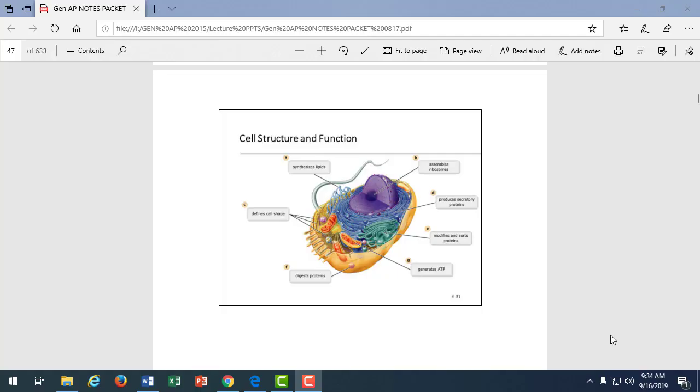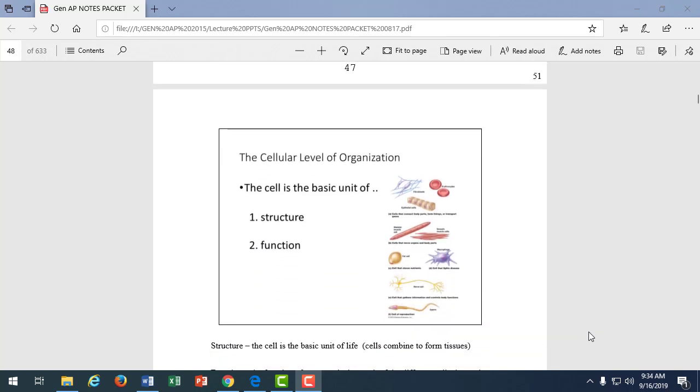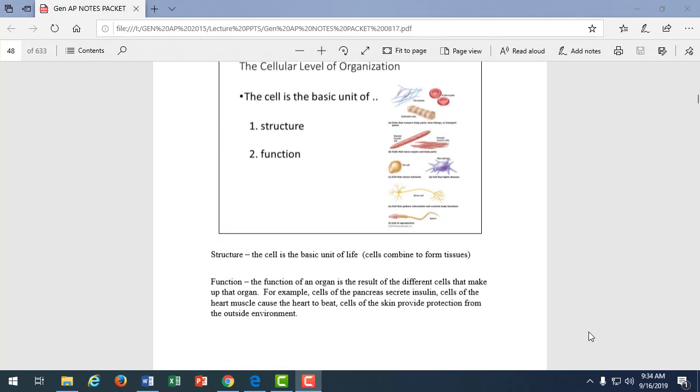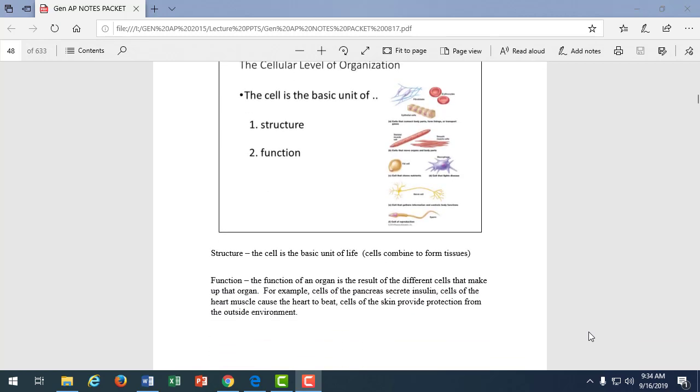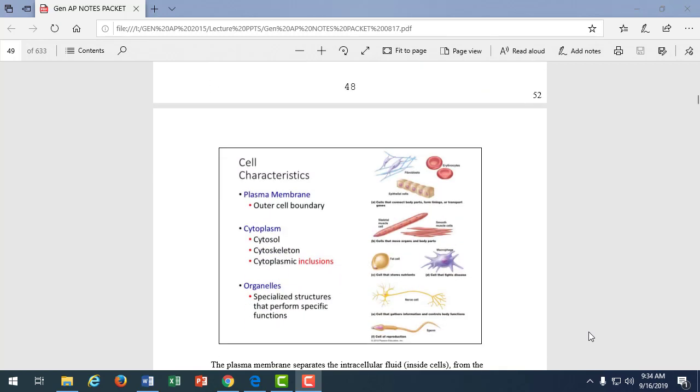All right, so looking at cell structure and function, key concepts, we know that the cell is the basic unit of life. So again, focus on not basic molecule or basic unit of matter, it's the basic unit of life. So all living things, the smallest component of that living thing is the cell. And it determines the function of the body as well. Plasma membrane, cytoplasm, and organelles are what all cells have in common. We talked about that in lab last week as well.